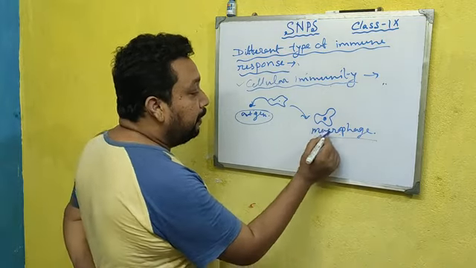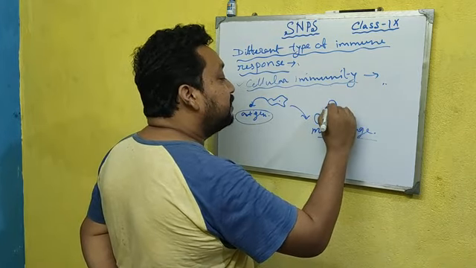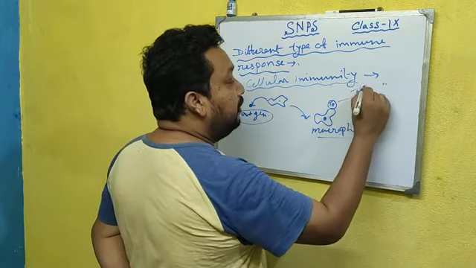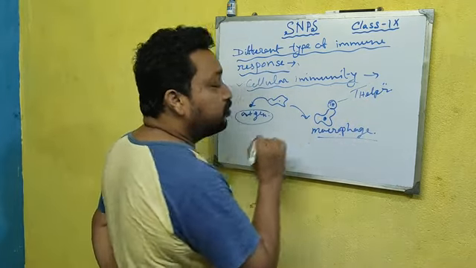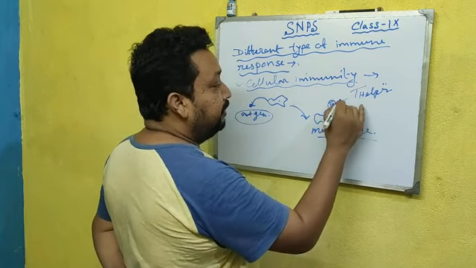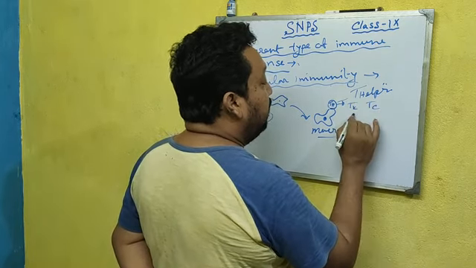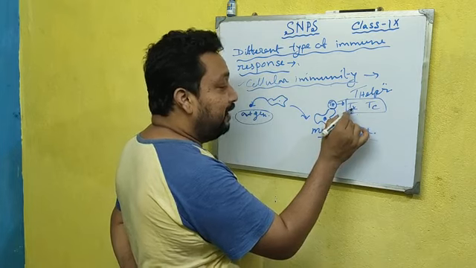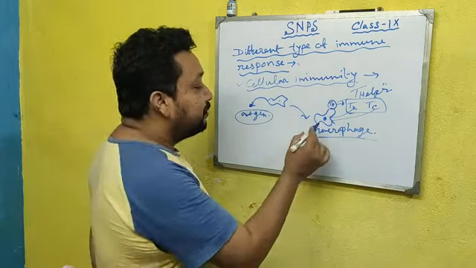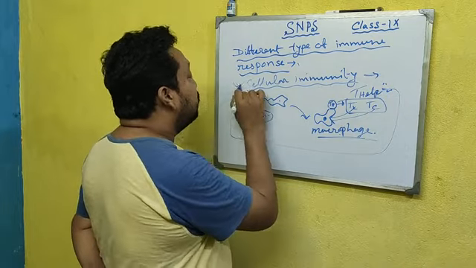In the second step, the T helper cell, TH cell, attaches with the macrophage, and it differentiates to produce TK cell and TC cell. TK cell and TC cell produce different kinds of chemicals or enzymes to destroy that antigen. This is a type of immunity that is known as cellular immunity.